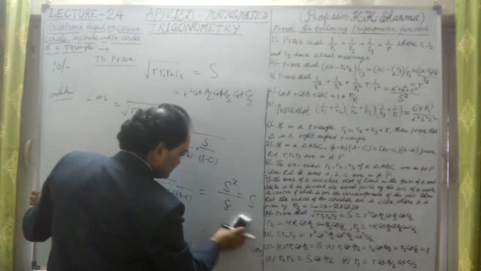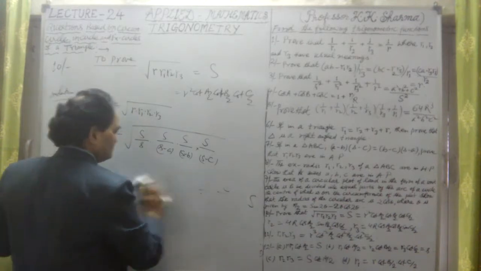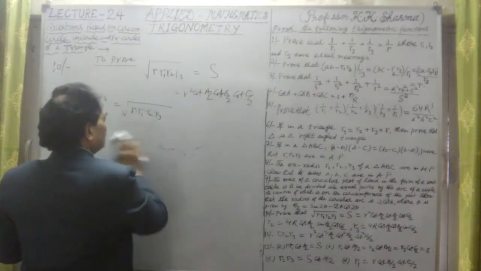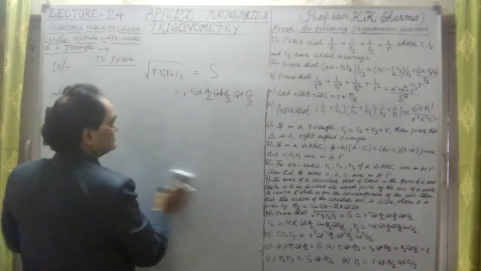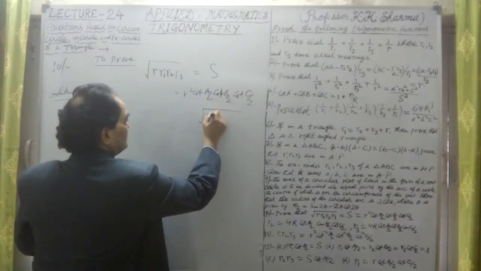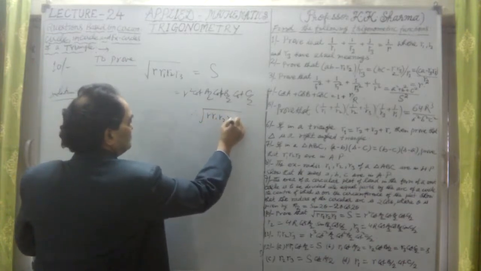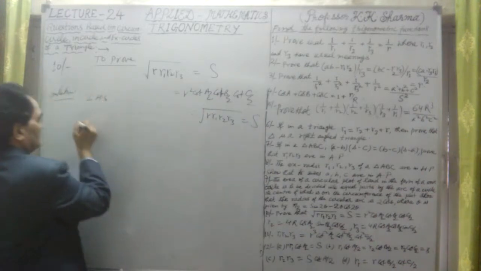Okay, the first part is done. So let me write here: is equal to capital S. Okay, so this is proved. The first part is proved. Therefore, under root r, r1, r2 into r3 is equal to capital S. Now let us take this.